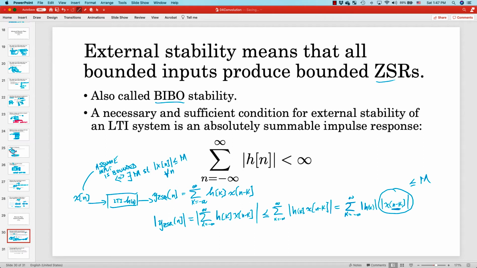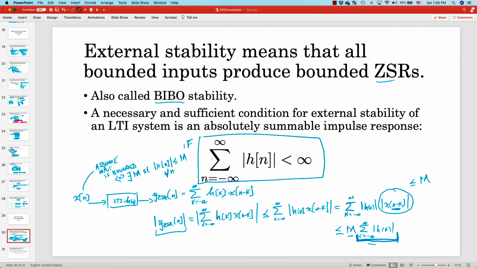So if this thing is less than or equal to M, then the entire sum is less than or equal to, if I replace each of them by M, M times the sum of the absolute value of h of k, k running over all the integers. And here's where we get to the crux of the matter: if this is finite, then I get a finite number times a finite number, and that shows that y ZSR at any given time is always bounded. So that's where we get this conclusion: if H is absolutely summable, that is, the sum of its absolute values is a finite number, then the system is BIBO stable.